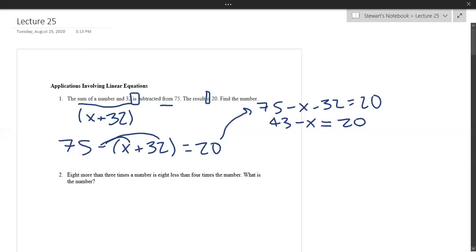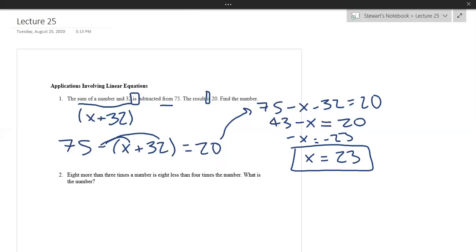We have 75 minus 32 is 43. We can combine those like terms. So we're left with 43 minus x equals 20. We can subtract 43 from both sides, which would leave us with negative x equals negative 23. And then if we divide by negative 1 on both sides to get rid of the negative, we are left with x equals 23. So our number is 23.